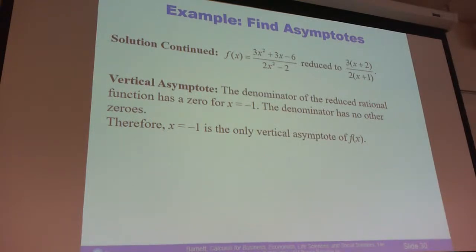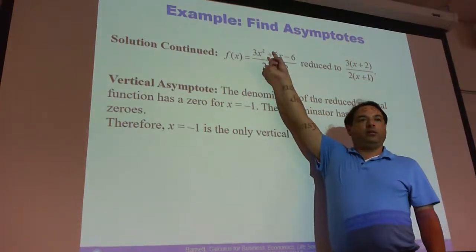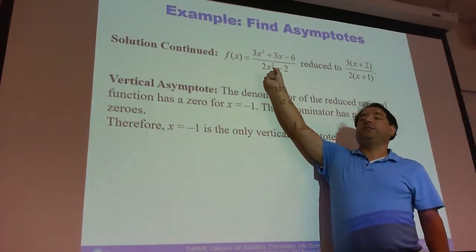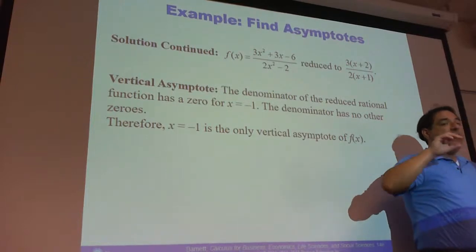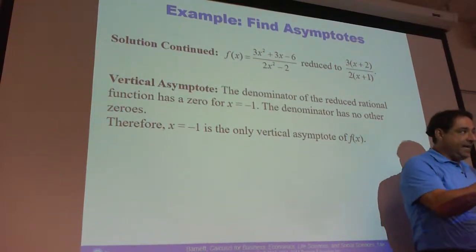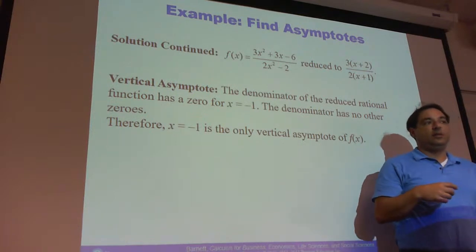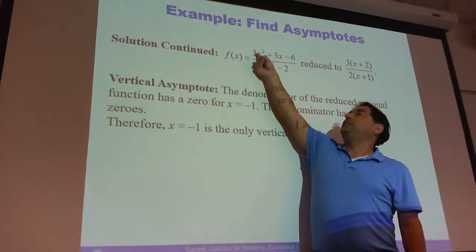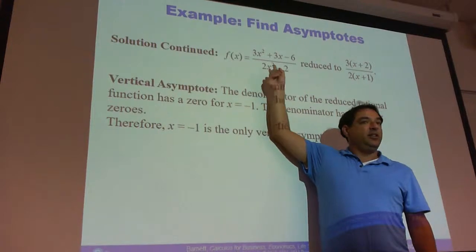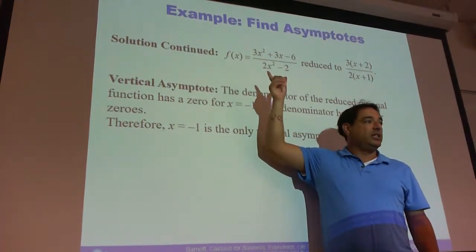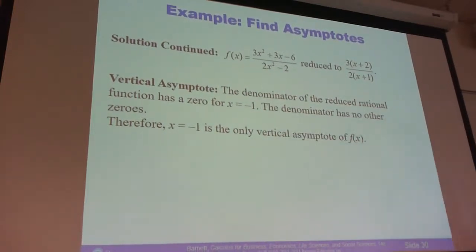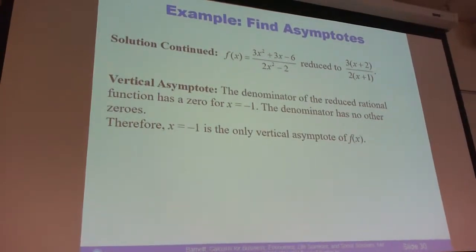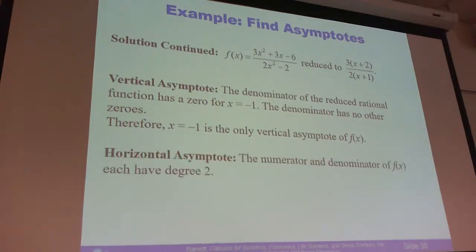So, before we do the horizontal asymptote, what is the degree of the numerator? 2. What's the degree of the denominator? 2. When they're equal, listen carefully, is there a horizontal asymptote? Yes. What is it? It's the leading coefficient divided by the leading coefficient. 3 over 2 would be the horizontal asymptote. So when they're the same, it's the leading coefficients, 3 over 2. So is there a horizontal asymptote? Yes. Where is it? 3 over 2.